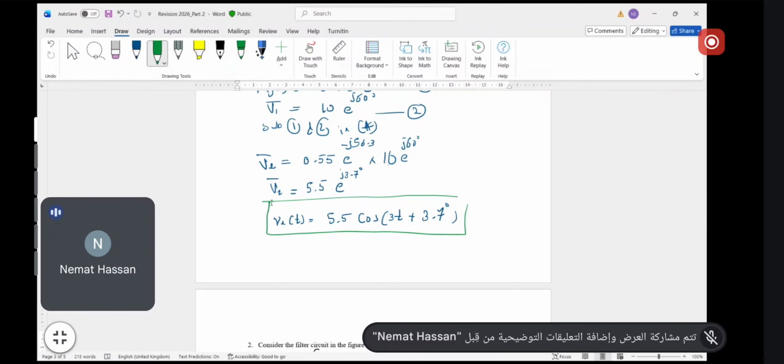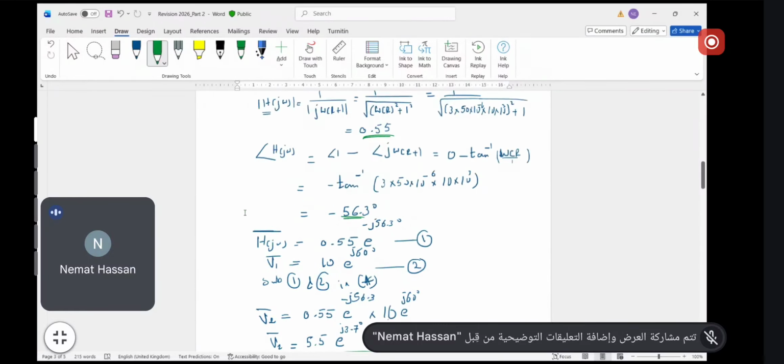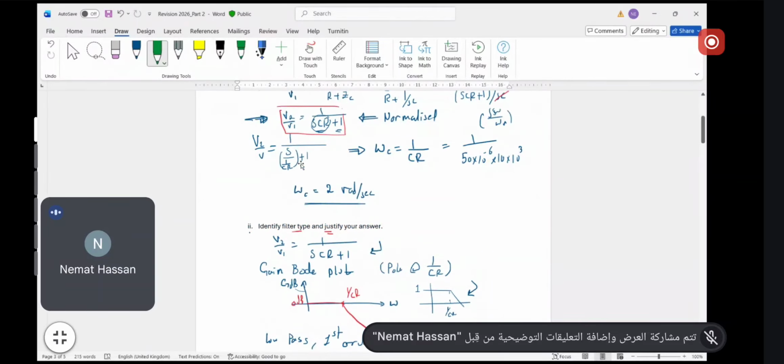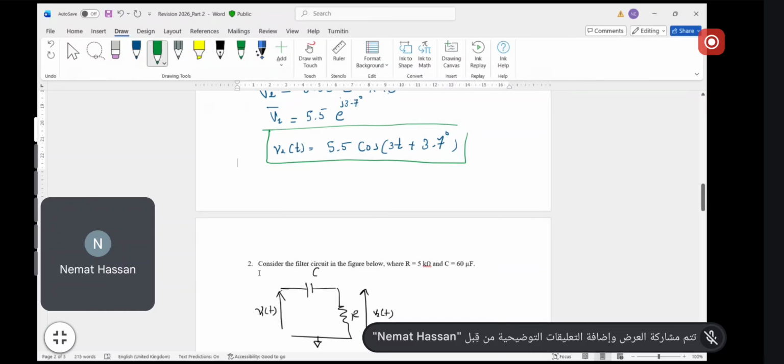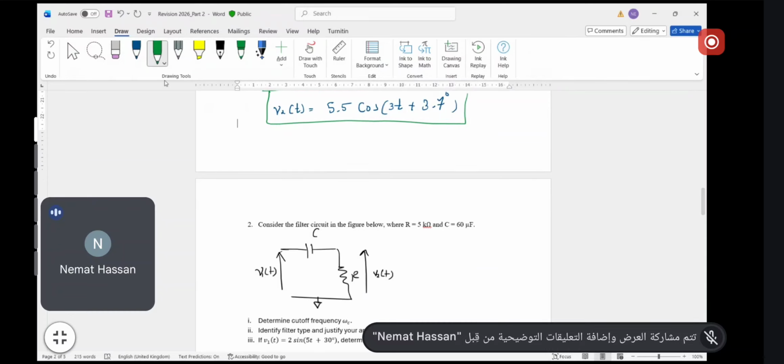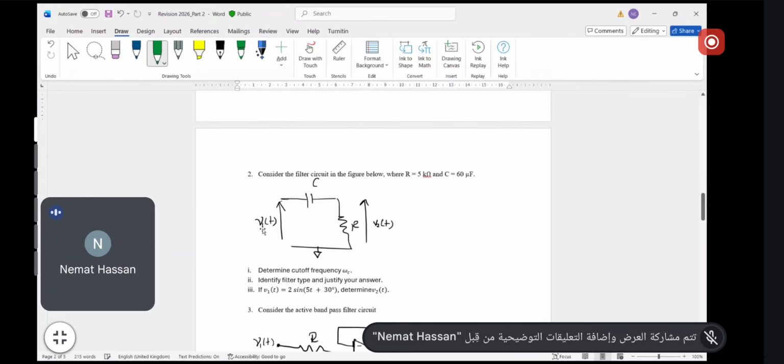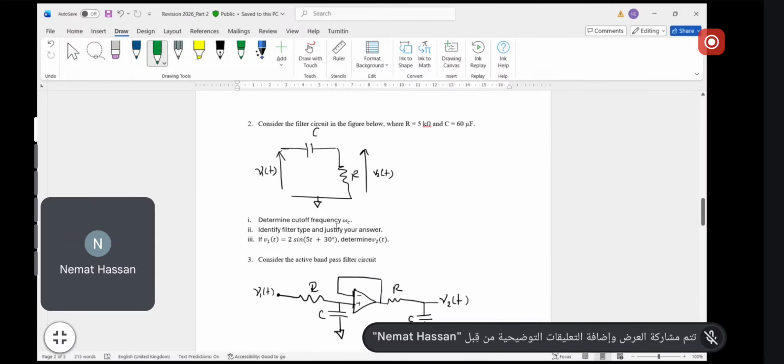Clear? So if you notice, to the person who asked, do we need to do all the steps in part 1, you'll notice that we had to use the steps to solve part 2 and part 3. Clear? Any questions so far? Okay, so in a very similar manner, let's do question 2. It's very similar, but the circuit is just flipped. Instead of the output being out of the capacitor, now it's being out of the resistor.